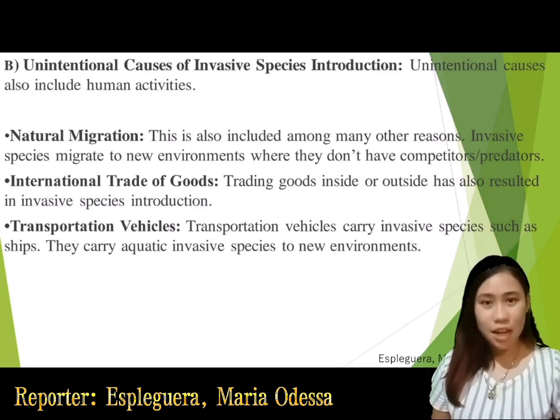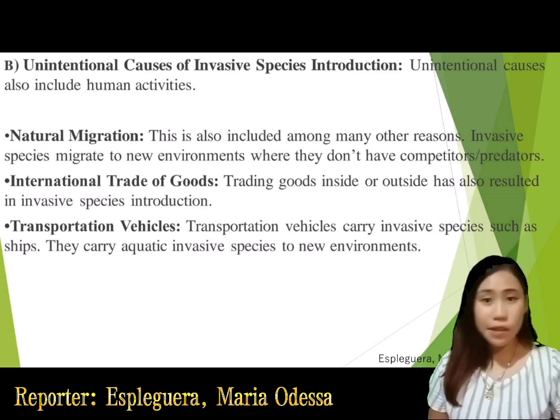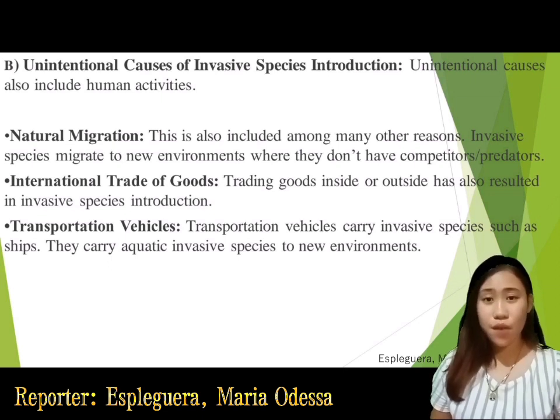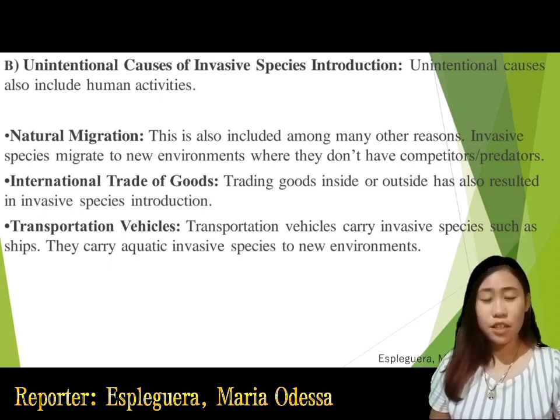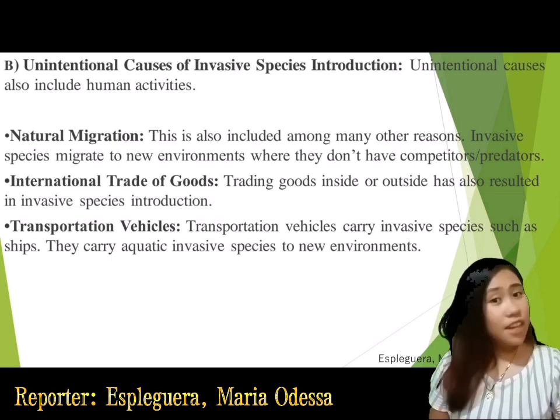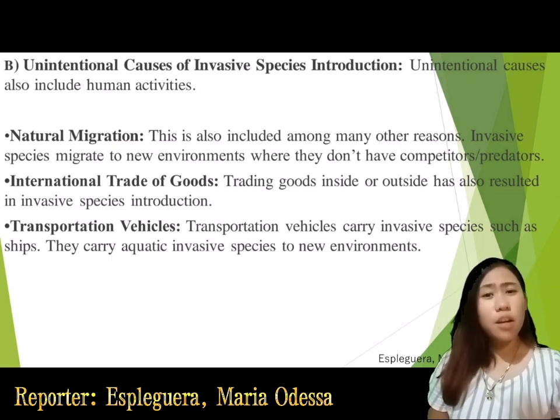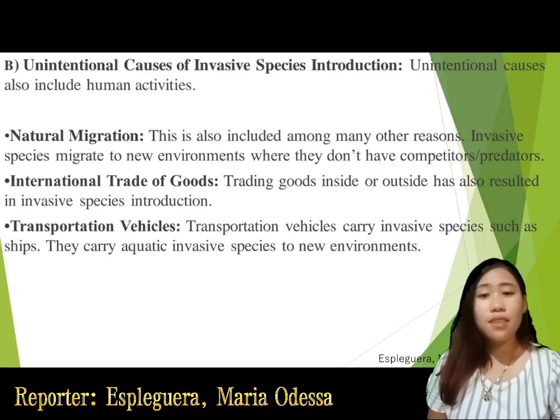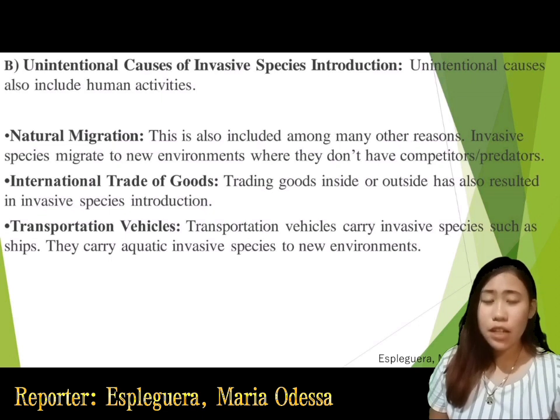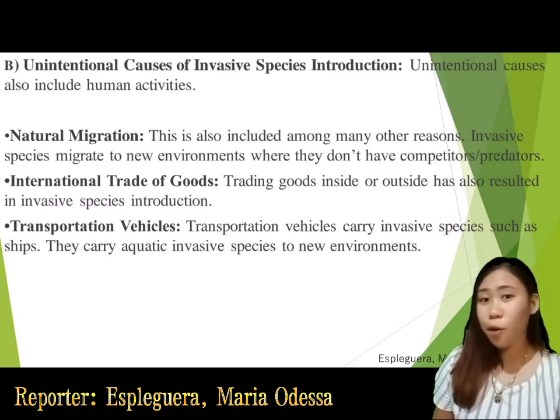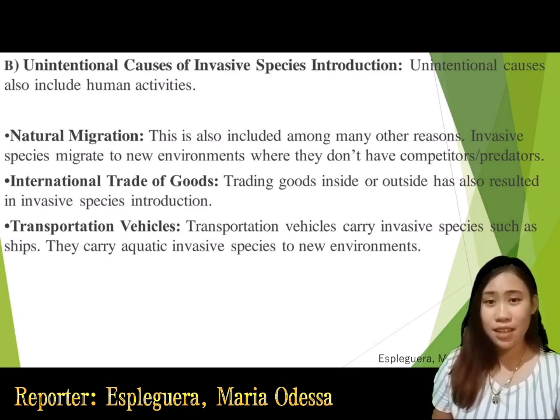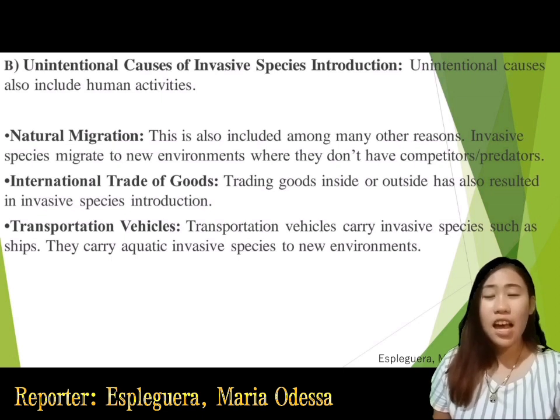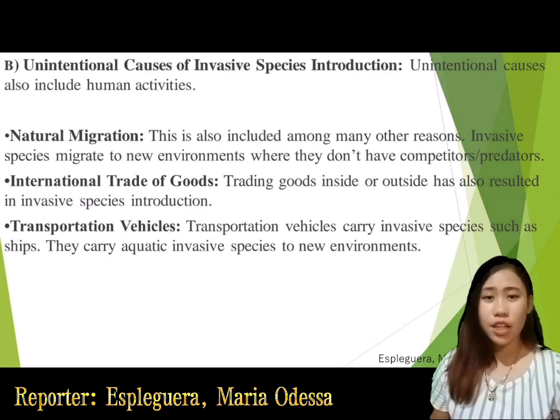Next, we have the international trade of goods. Trading goods inside or outside has also resulted in invasive species introduction. So biological invasions are synonymous with international trade. The direct effects of trade have largely been quantified using relationships between imports and the number of alien species in a region, or patterns in the global spread of species linked to the shipping and air traffic networks.